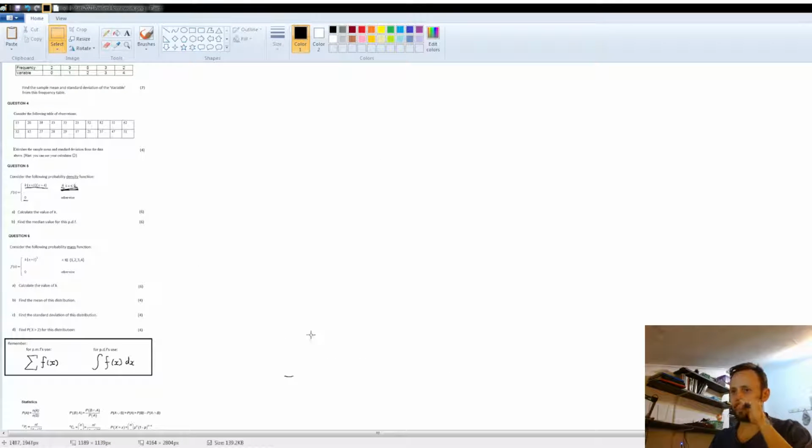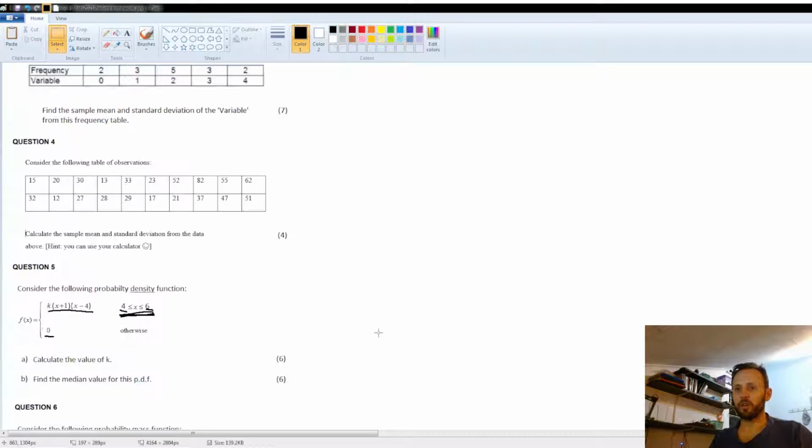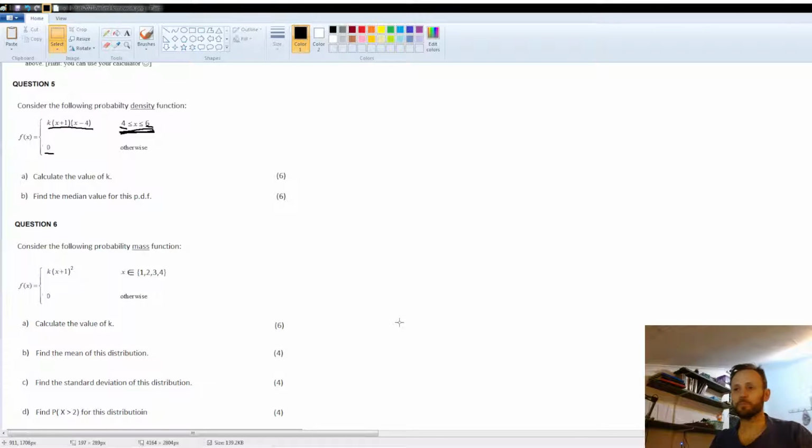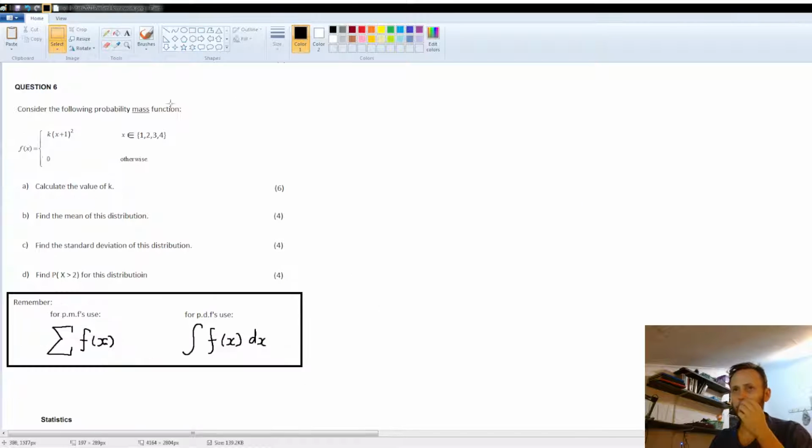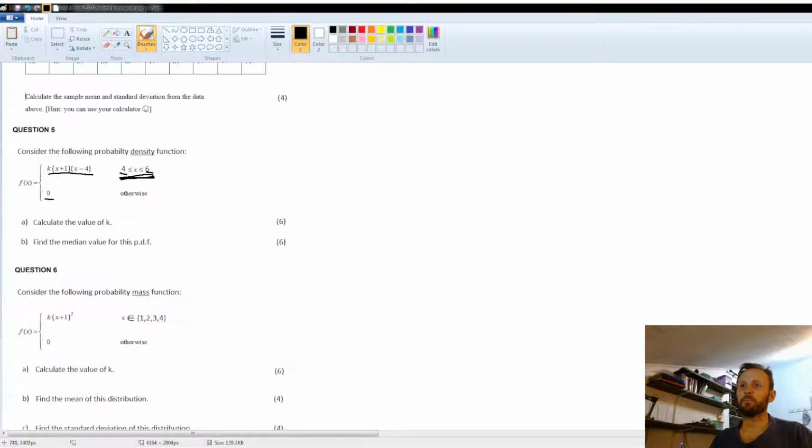Lastly, or second lastly, shall I say, find the median value of this PDF. Okay, we're not going to go through with this one, but I just want to show you what they mean by that so that you know.